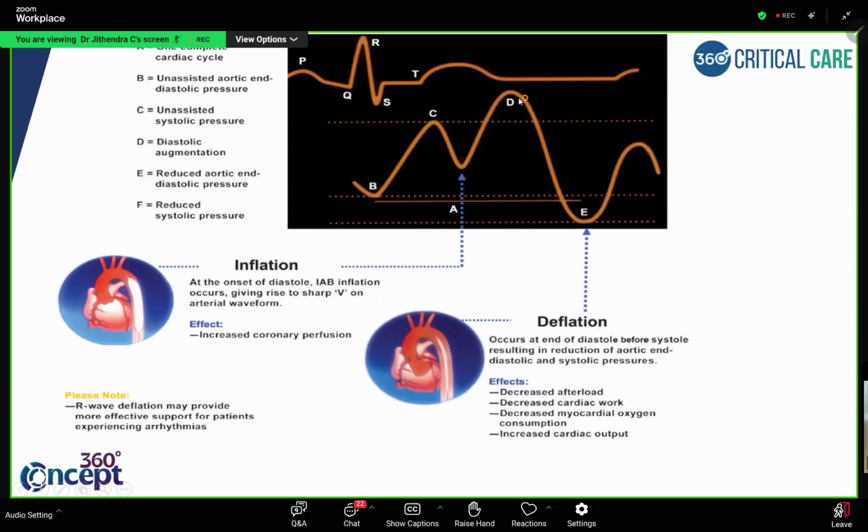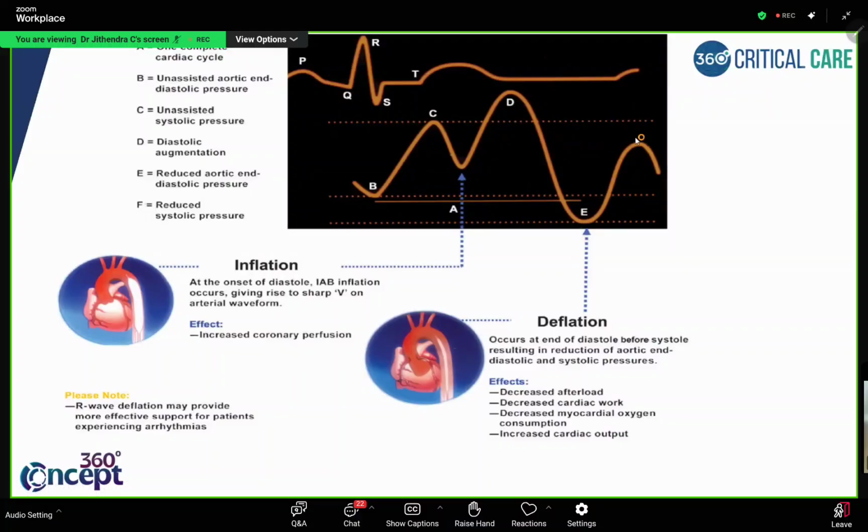And finally comes your E, which is your reduced end diastolic pressure. And next is your F, that is your reduced systolic pressure. Sorry, there is no marking here. So this is your F, which is your reduced systolic pressure, seen in the assisted waveform. In an assisted waveform, you see the systolic pressure goes down. So these are the parameters.